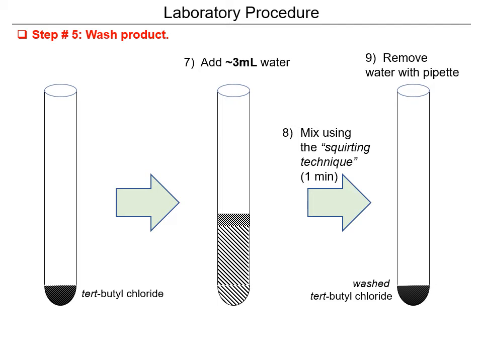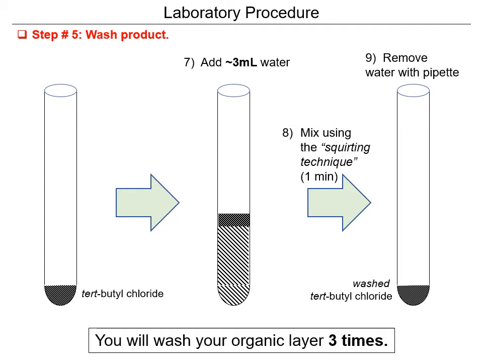Once the acidic layer has been removed, you should be left with impure tert-butyl chloride. Add approximately 3 milliliters of DI water to the tube and mix using the squirting technique for about a minute. Then, remove the aqueous layer. You will wash your organic layer 3 times before moving on.